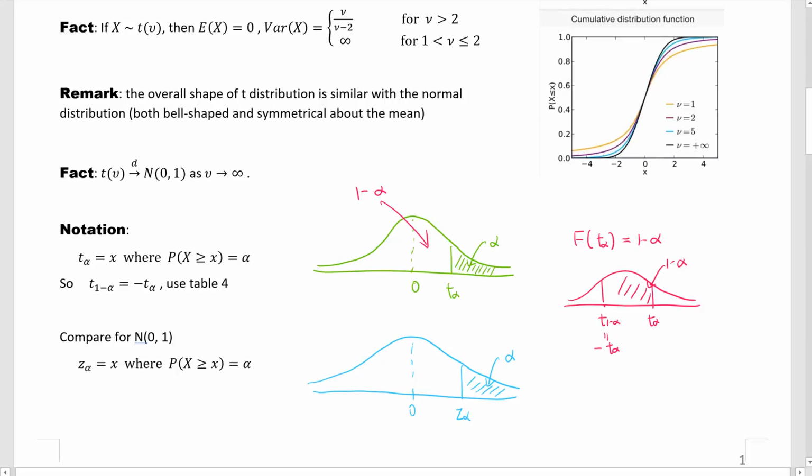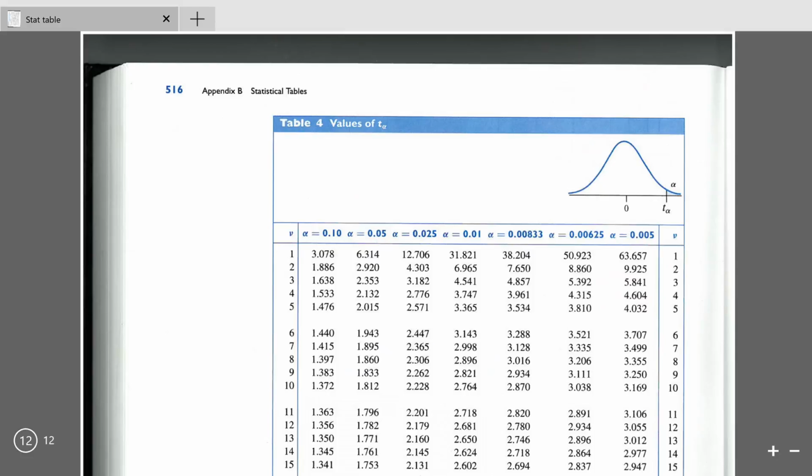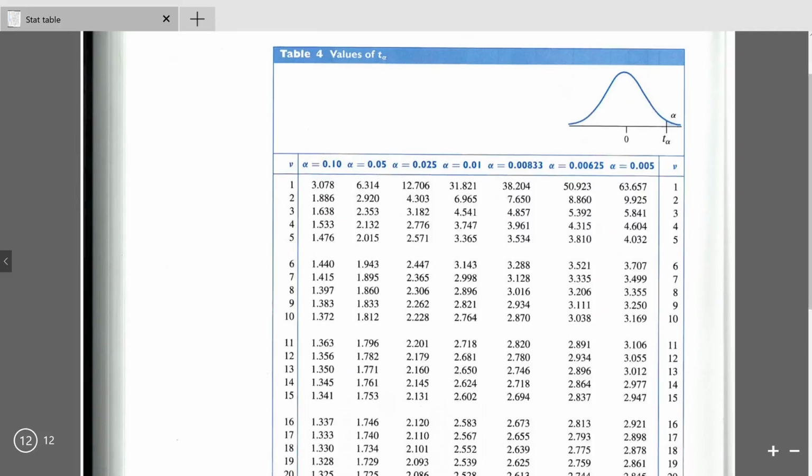Let me show you table 4. Recall that table 1 is the CDF values for the binomial distribution, table 2 is the CDF values for the Poisson distribution, table 3 is the CDF values for the standard normal distribution, and table 4 is going to be about the T distribution. However, the table is a little bit different. It's very different from what we had before.